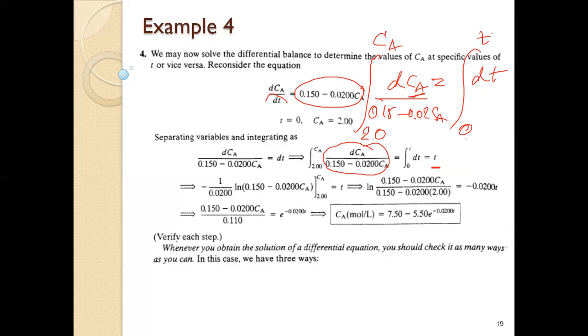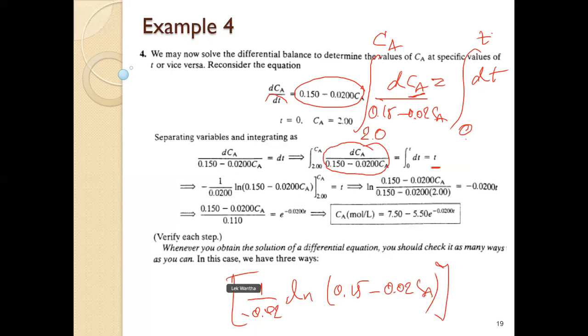You get 1 divided by 0.02 times log of (0.15 minus 0.02 CA). This integration is from 2 to CA, like this. I think all of you can integrate this. This is the knowledge of calculus.